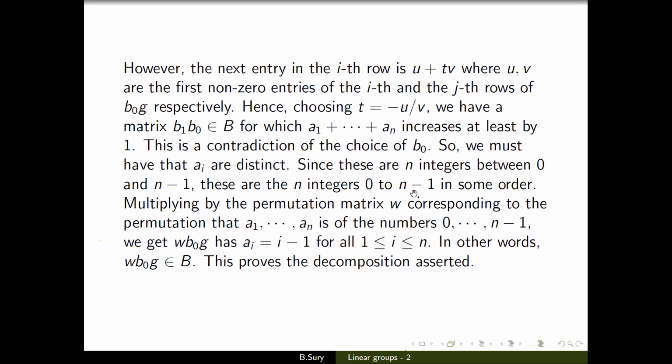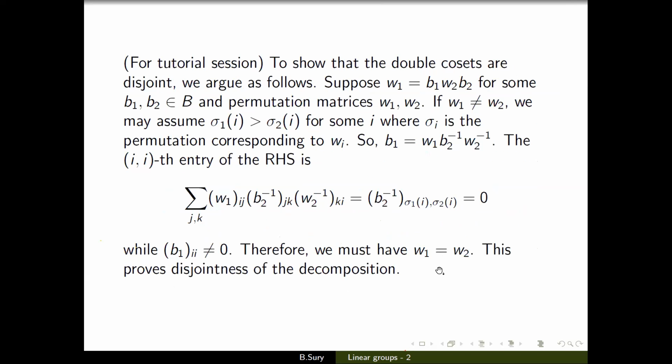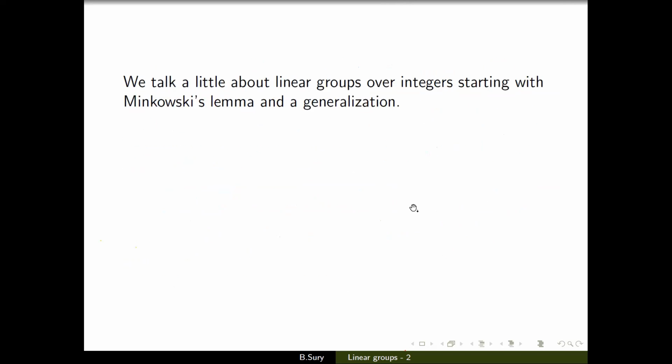Because of this choice, these are 0 to n minus 1 in some order, and so multiplying by the permutation matrix corresponding to this order out of 0 to n minus 1, you get an upper triangular matrix. When you multiply on the left-hand side by a permutation matrix, what you get is an upper triangular matrix, because this is 0 to n minus 1 in that order. And here is the uniqueness of the permutation, but we'll maybe go over it during tutorial.